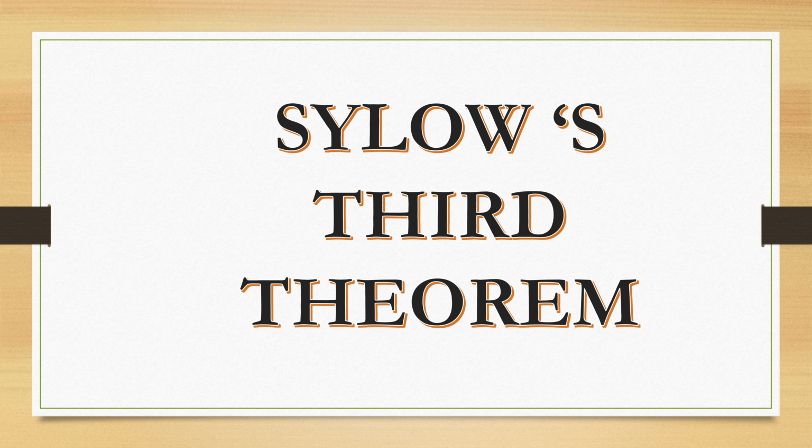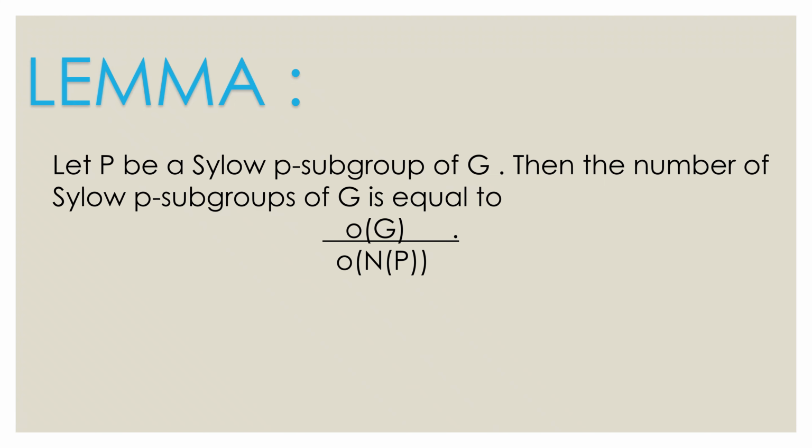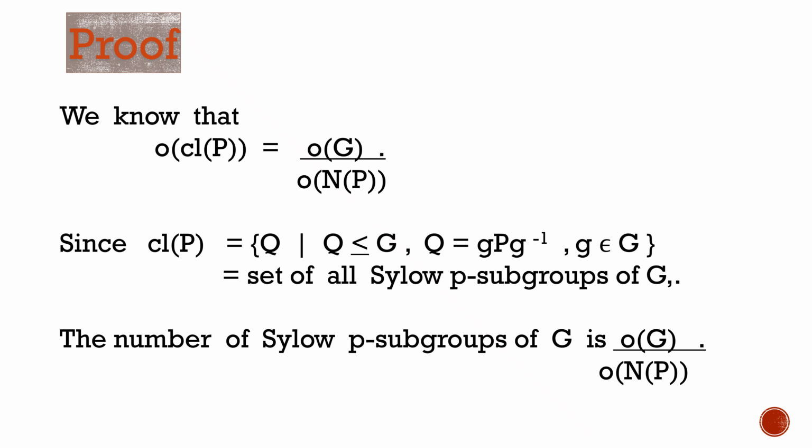Everyone. Today we will learn Sylow's third theorem. Before we prove Sylow's third theorem, we prove a lemma which says that, let P be a Sylow p-subgroup of G, then the number of Sylow p-subgroups of G is equal to the order of the group divided by the order of the normalizer of P. Now we prove the lemma.